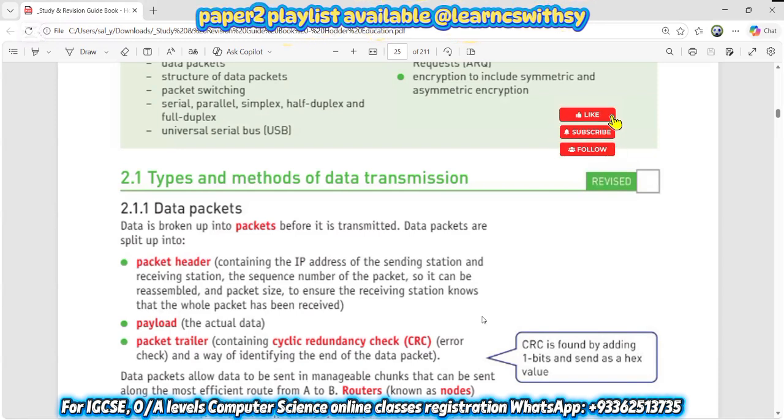What is in the header? You can see the IP address, and remember the term IP address of the sender, IP address of the receiver, and the sequence number of the packet. This sequence number is important because through it, the receiving computer will be able to reassemble or put the packets in the right order, and it makes it easier for the receiver to put them in one piece.